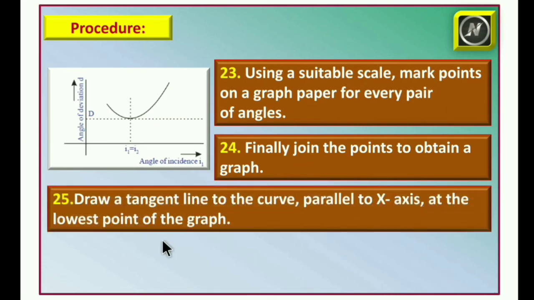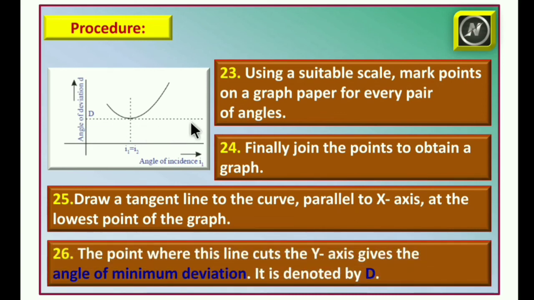Now draw a tangent line. Draw a tangent line to the curve parallel to the x-axis at the lowest point of the graph. The point where this line cuts the y-axis gives the angle of minimum deviation. This point is called the angle of minimum deviation, and it is denoted by capital D.